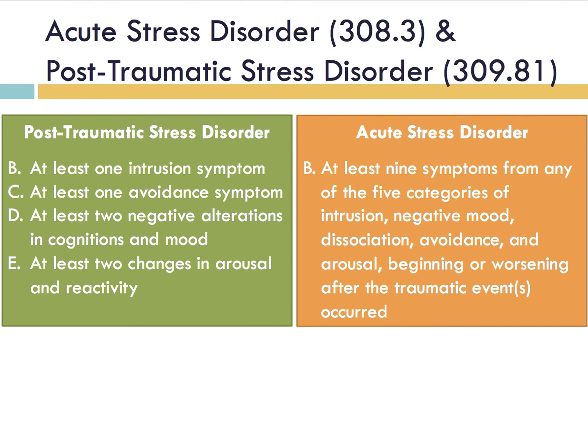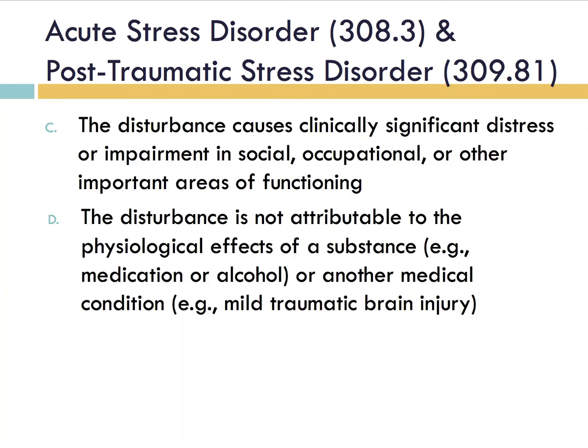So in order for someone to be diagnosed with PTSD, he or she must experience at least one intrusive symptom, at least one avoidance symptom, at least 2 negative alterations in cognitions and mood, and at least 2 changes in arousal and reactivity. For acute stress disorder, however, the person must experience at least 9 symptoms from any of the 5 categories, beginning or worsening after the traumatic event occurred. What is more, for both post-traumatic stress disorder and acute stress disorder, the disturbance or symptoms must cause clinically significant distress or impairment in social, occupational, or other important areas of functioning, and the disturbance or symptoms cannot be attributable to the physiological effects of a substance or another medical condition.